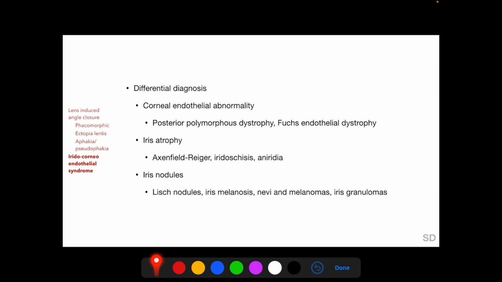Differential diagnosis of ICE syndrome is important, and glaucoma can be associated with some of these entities in its differential diagnosis, which includes entities with corneal endothelial abnormality such as posterior polymorphous dystrophy and Fuchs endothelial dystrophy, conditions with iris atrophy such as Axenfeld-Rieger syndrome, iridoschisis, and aniridia, and conditions with iris nodules such as Lisch nodules of neurofibromatosis, iris melanosis, tumors such as nevi and melanomas, and inflammatory iris granulomas.